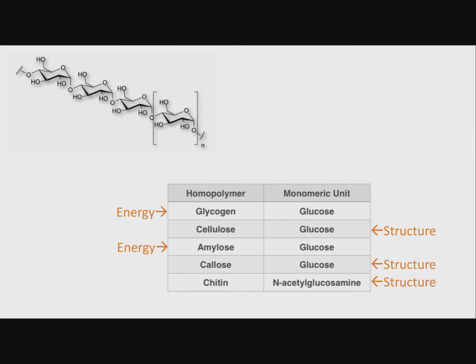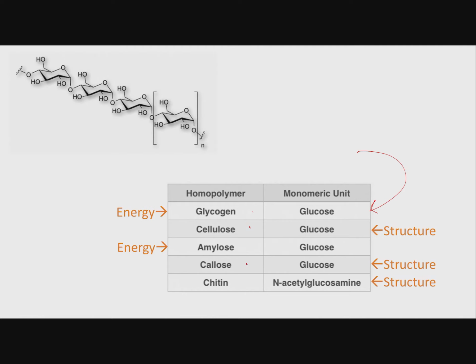These are found free, so not attached to other molecules or bound up in cellular structures like proteins. Polysaccharides are just kind of floating around. Some of them are homopolymers, meaning that they can contain only one kind of sugar. So like glycogen, cellulose, amylose, callose, all of those are homopolymers of glucose. And then chitin is a homopolymer of N-acetyl glucosamine.